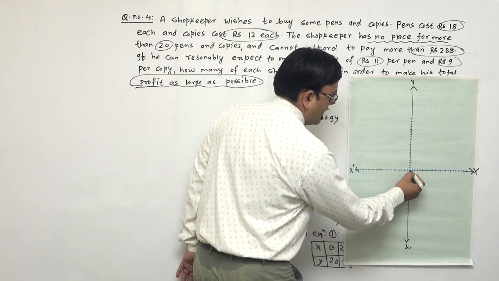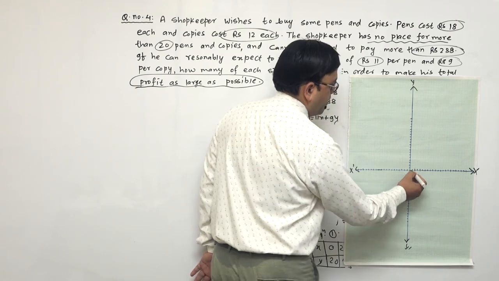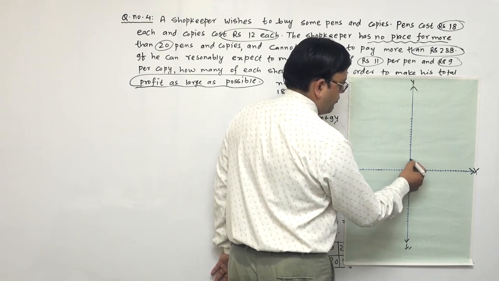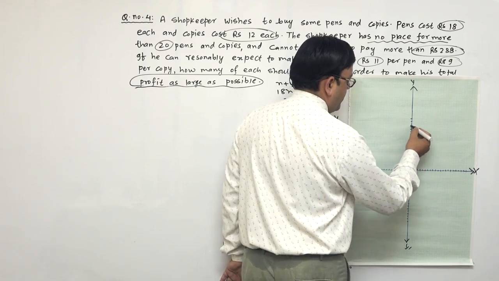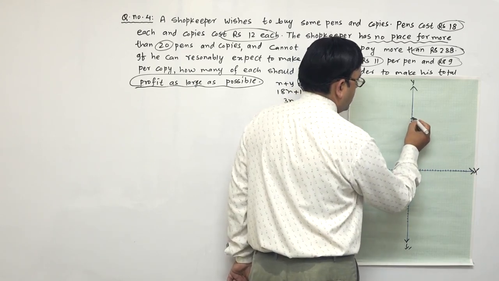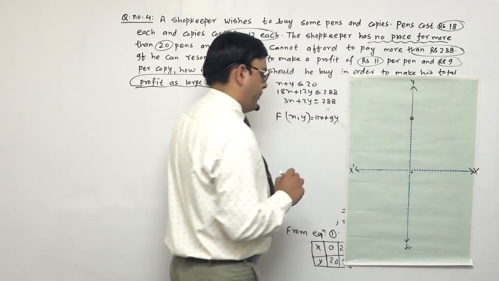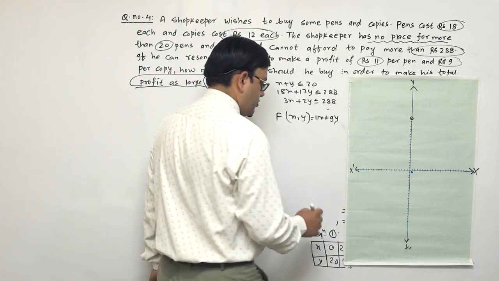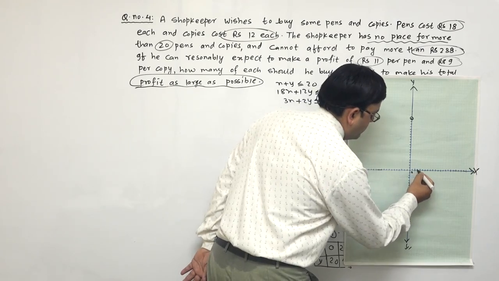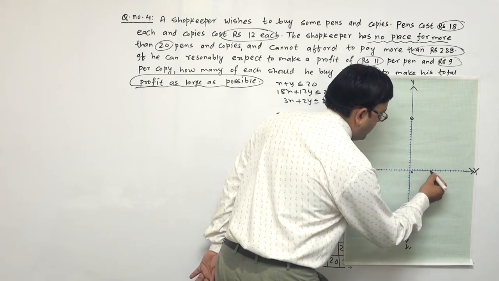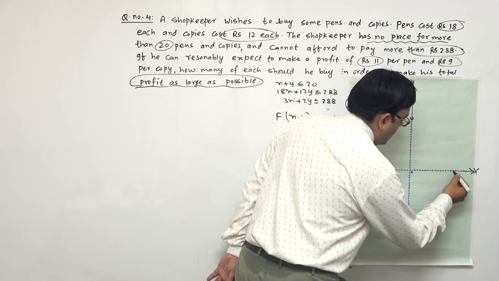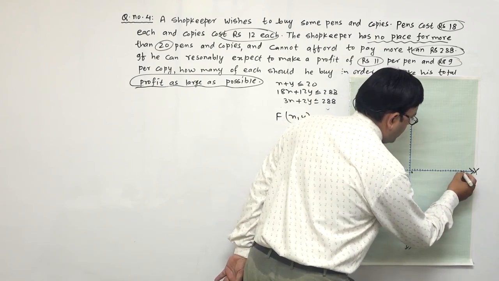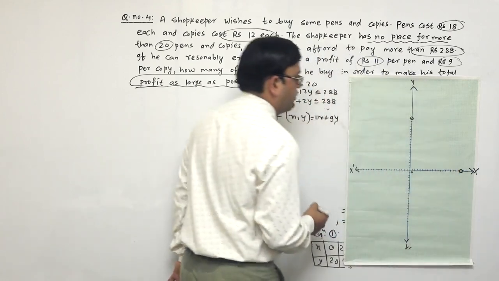So this one is x 0 and y 20, means 1, 2, 3, up to 20. This is 0, 20. Similarly, x is 20, counting 1, 2, 3, up to 20, and then y is 0.